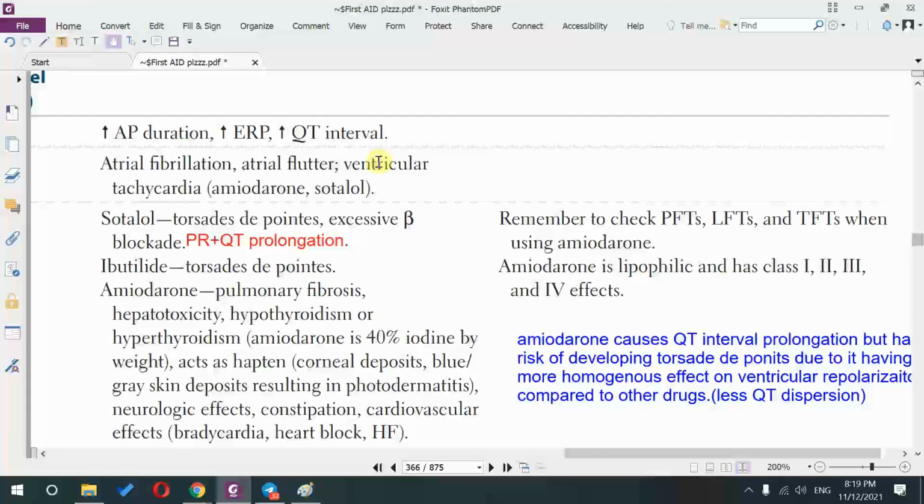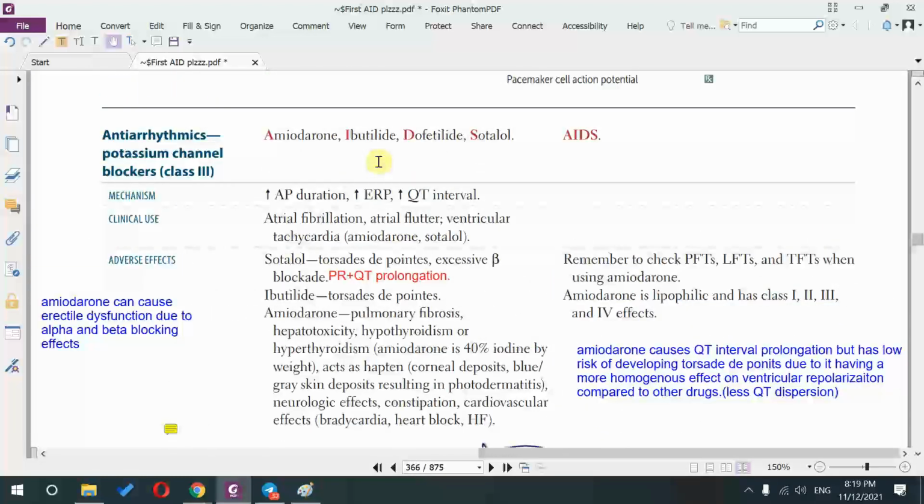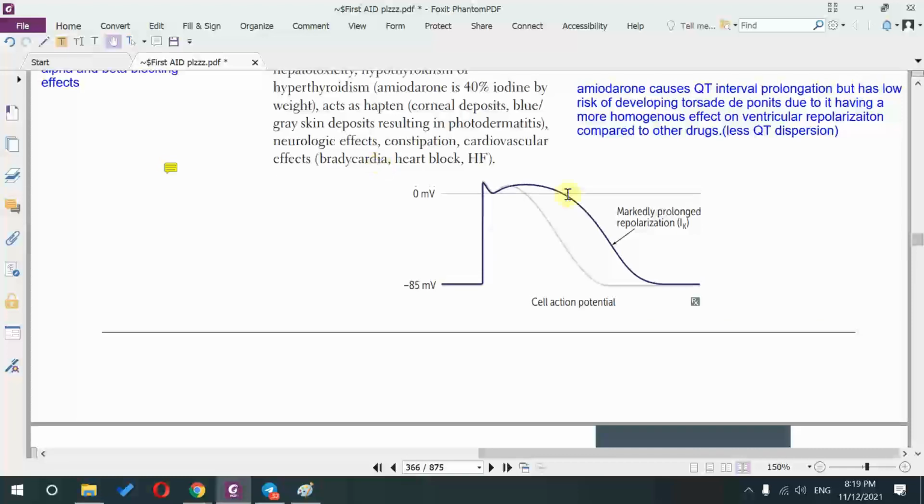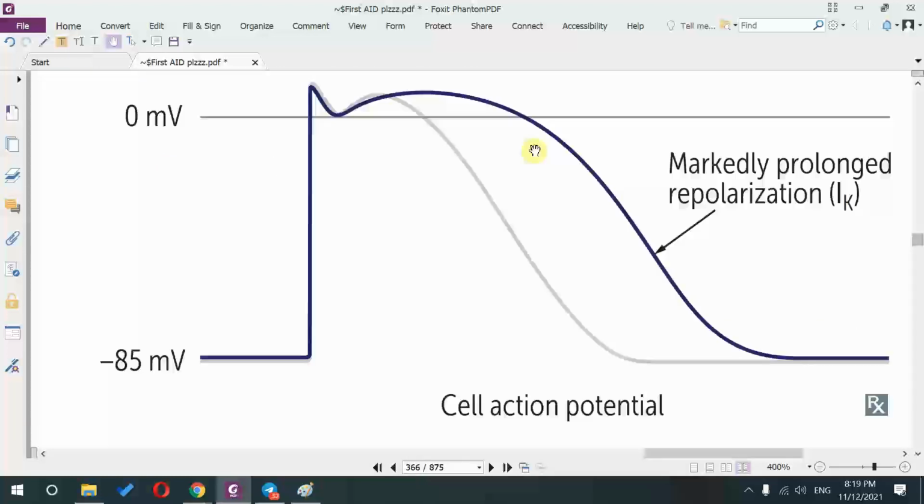So this is class 3. It's a potassium channel blocker. So they work at this area. So what do you suspect the patient to have as a complication? Tell me, please. If it's working at this area, at the phase where the potassium channels are located?